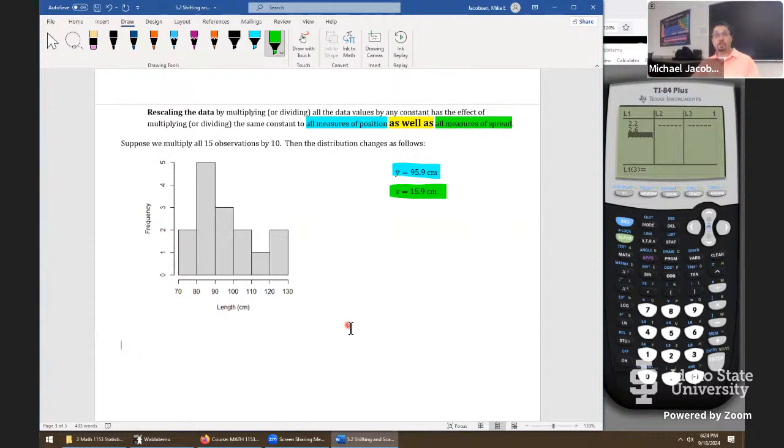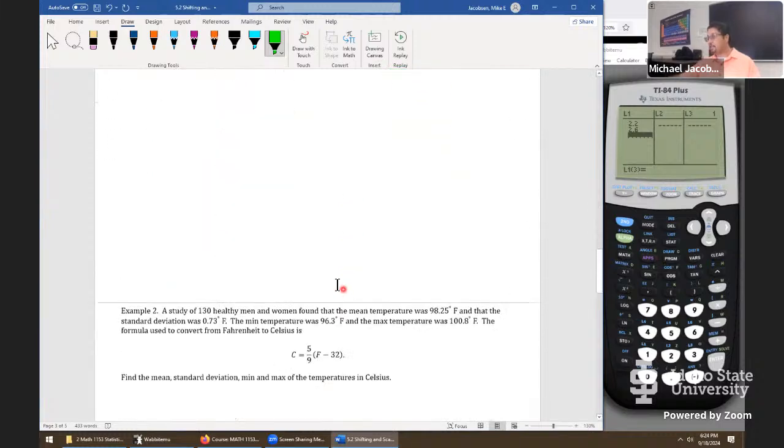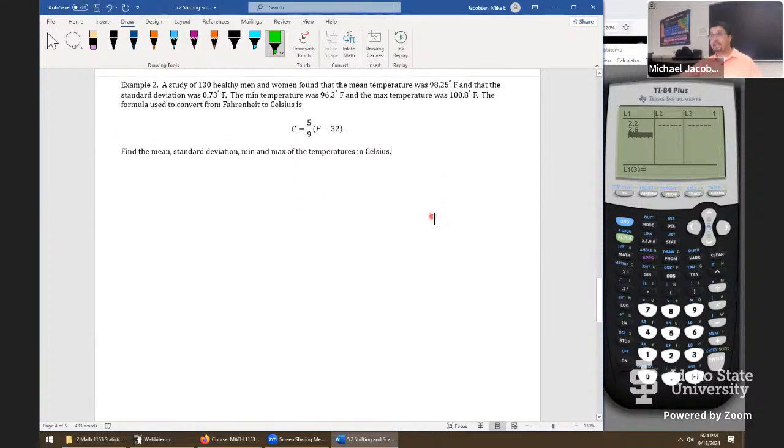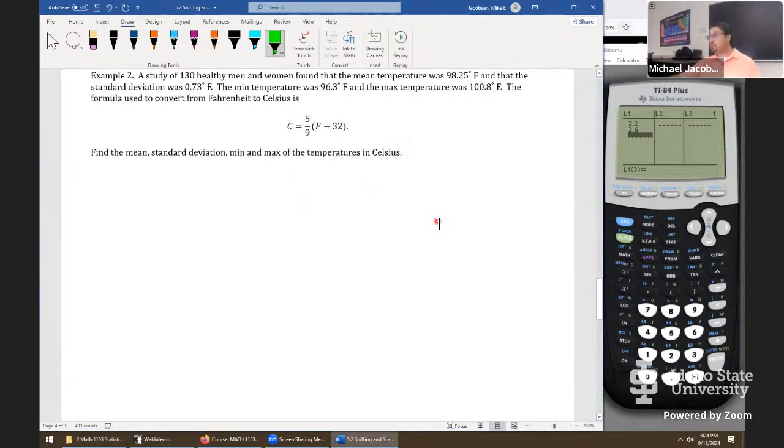The problems in this section look a little bit more like this. This is a shorter section, and my two examples here are a little bit longer than what's actually in my stats lab. But this is essentially what we're doing in this section. Example 2 says, a study of 130 healthy men, so they gave us a sample size, 130, and women found that the mean temperature was 98.25 degrees.